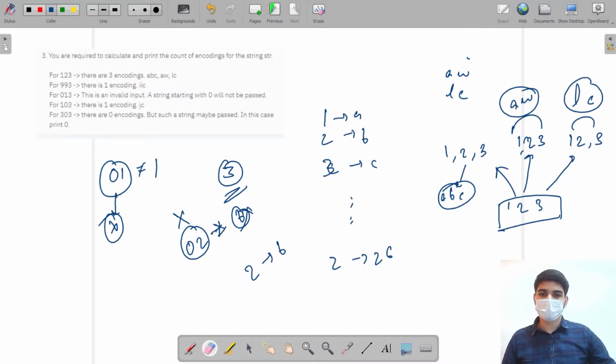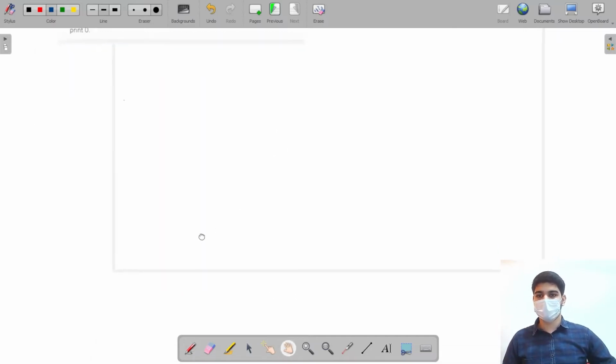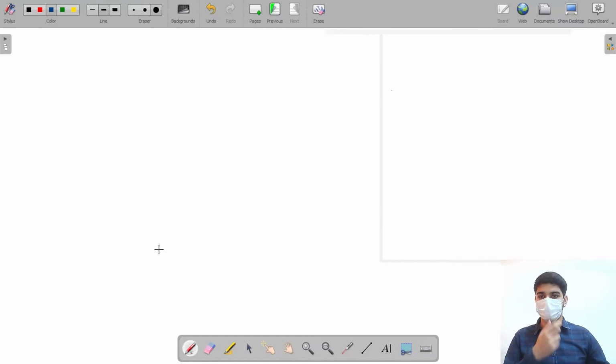So now that we have discussed the question, I would want you to attempt this question on your own and see where you can apply DP to this question. Moving forward, let's discuss the solution of the question. So to discuss the solution, let's again take our sample input case, 1, 2, 3, and let's try to draw the recursive tree.